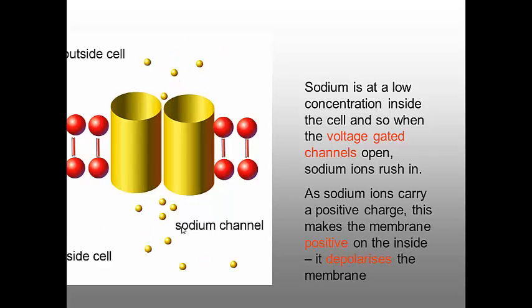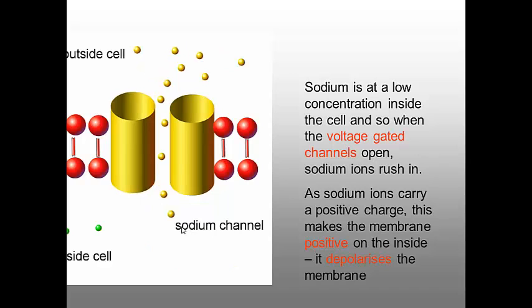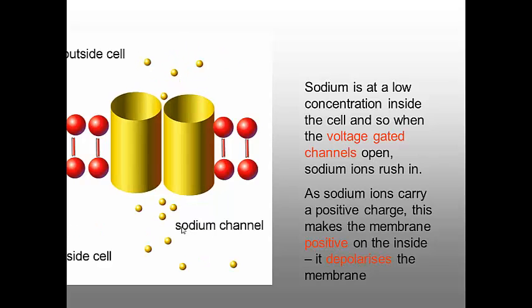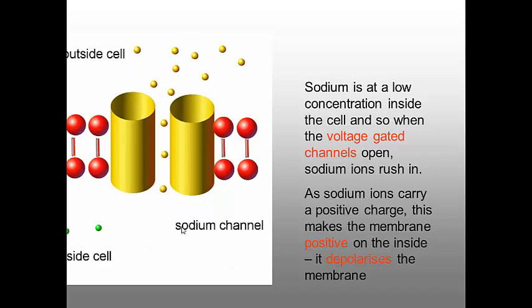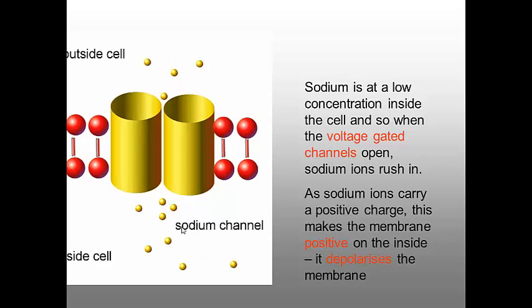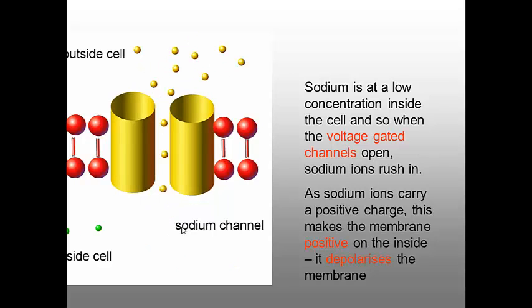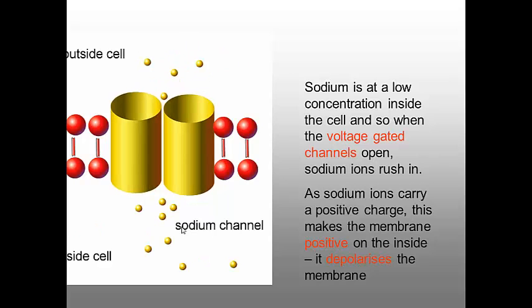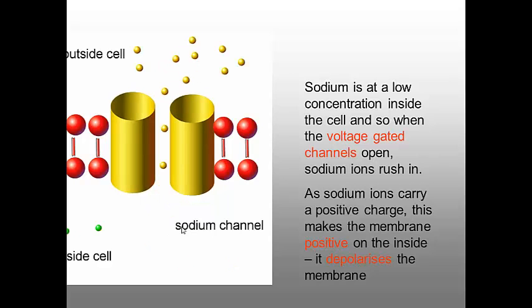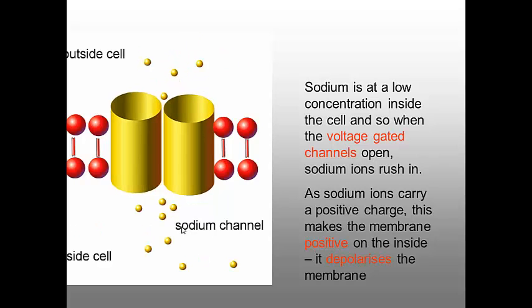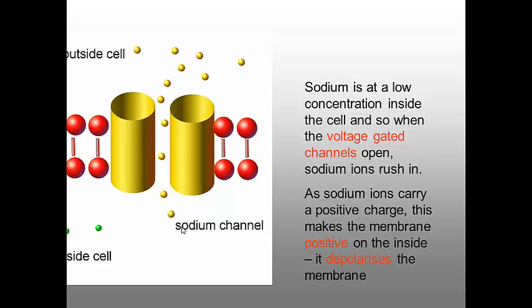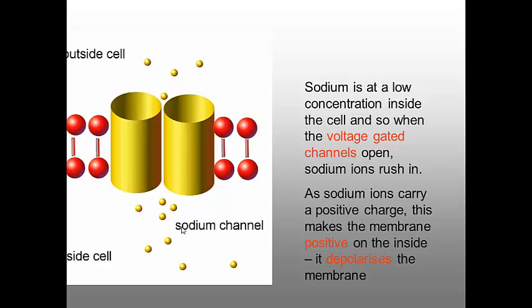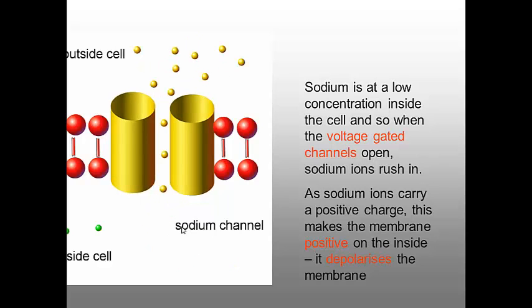Because these sodium ions carry a positive charge, this flips the voltage over. Whereas previously we were negative on the inside and positive on the outside, this rapid influx of Na+, these positive ions, reverses that polarity, making it positive on the inside and negative on the outside. The word we use to describe this is depolarizes. The membrane becomes depolarized. This process is called depolarization.